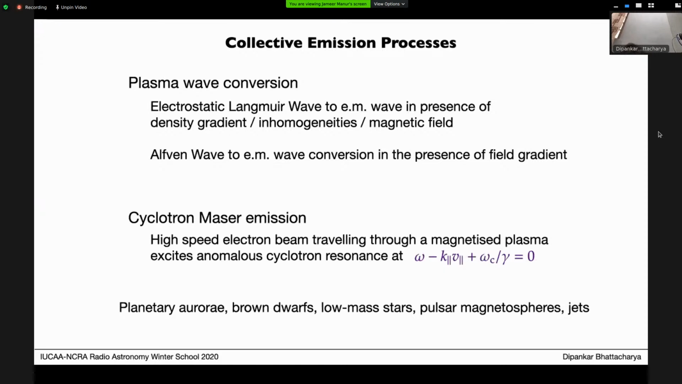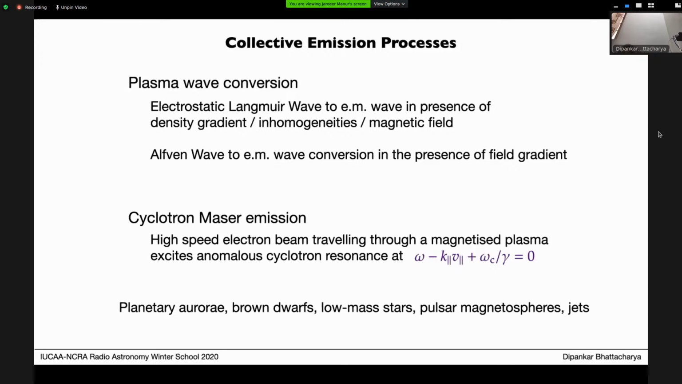Or you can have maser emission, for example, cyclotron maser emission, where collectively a large number of particles undergo stimulated cyclotron scattering from a higher cyclotron state to a lower cyclotron state. And the cyclotron maser emission can be very, very bright, particularly at radio wavelengths, and seen in planetary aurorae. Jupiter is a tremendous source of radio emission, and most of the radio emission comes due to the cyclotron resonance in Jupiter's magnetic atmosphere.